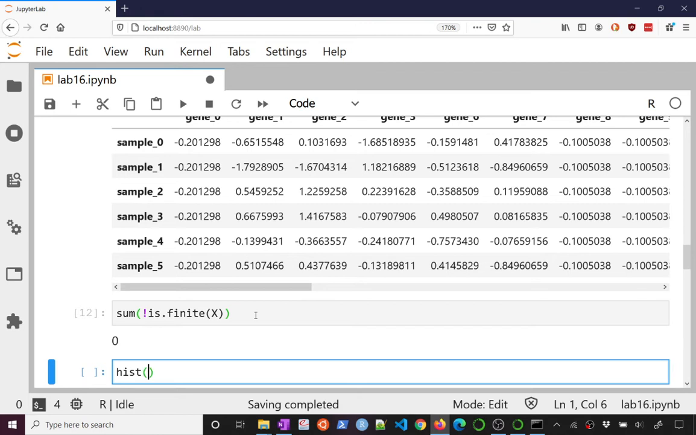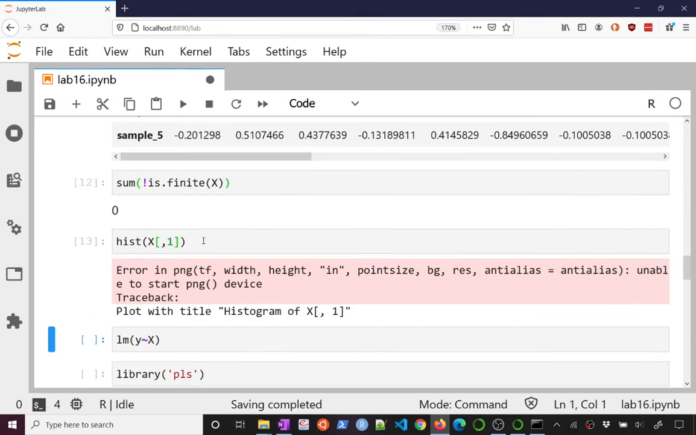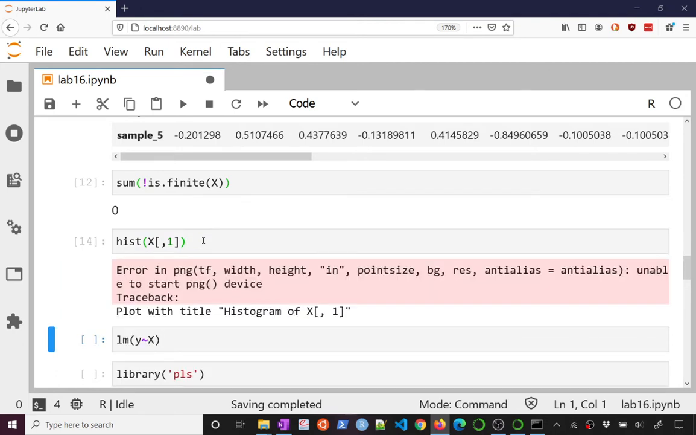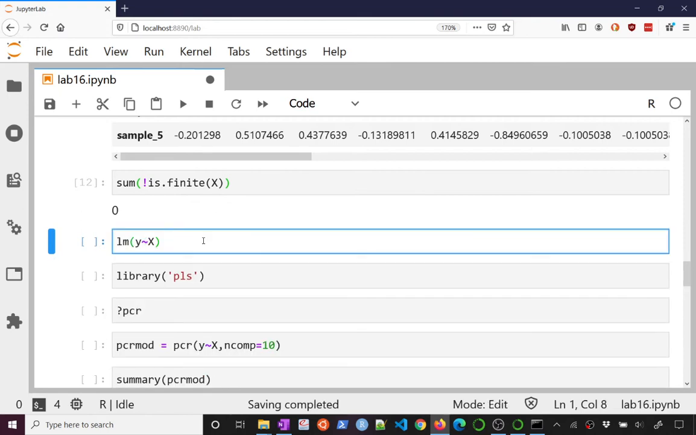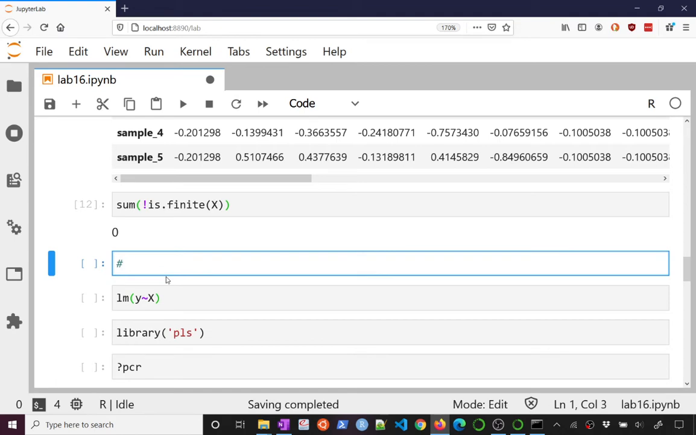And I could plot a histogram of, I don't know, x1, but it's not going to let me. Strange. Well, it's not going to let me plot that. In any case, the typical thing to do is we want to predict y, one of our gene expressions, from the other ones.